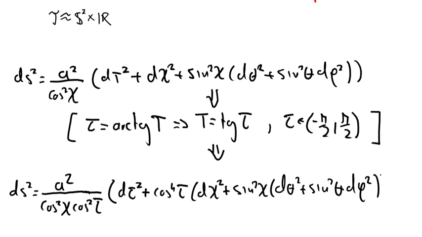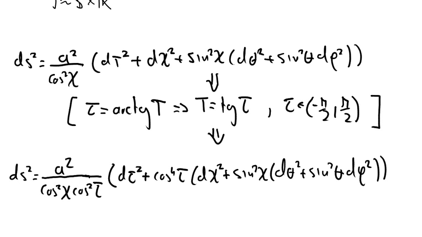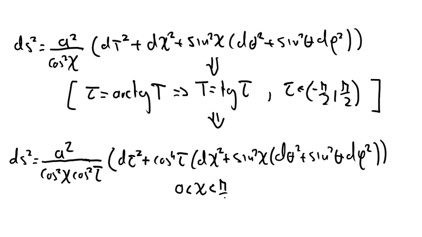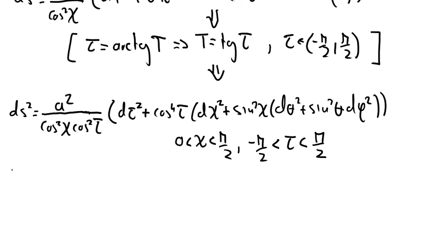Okay, so this is what we have now, and now with the restrictions, this was the restriction we found above, and now this is the restriction for the tau for the new time. Well, in any case, these restrictions come from just studying the zeros of the chi function, this new chi function.